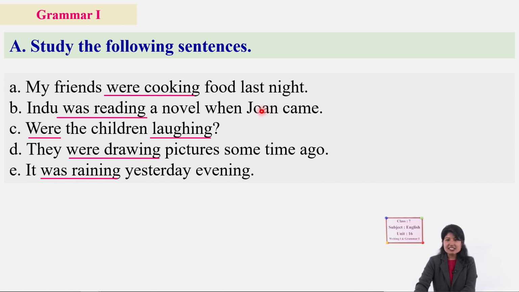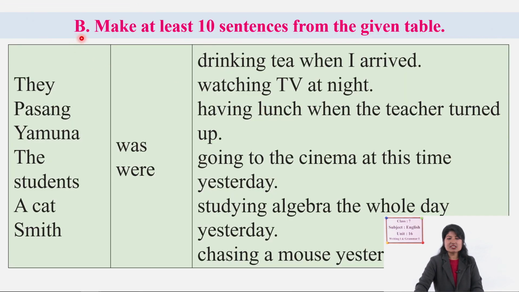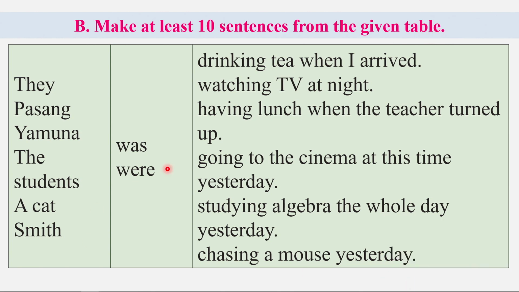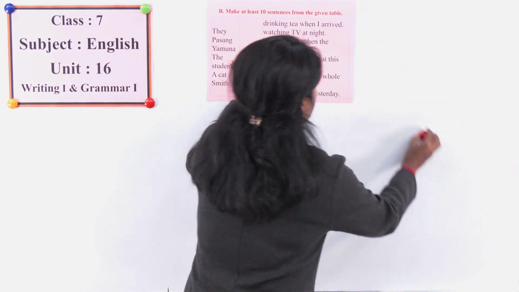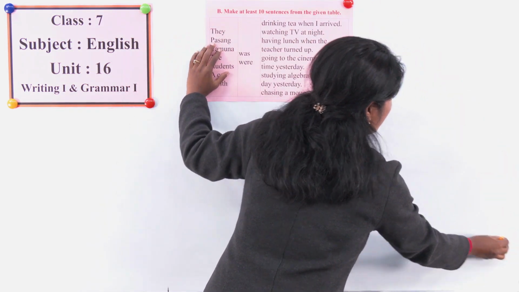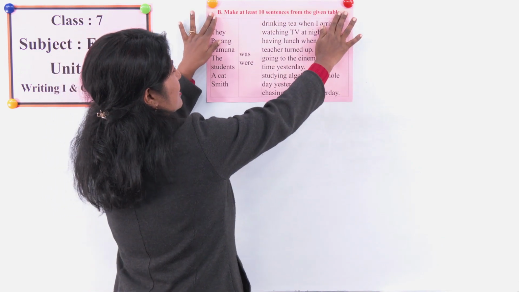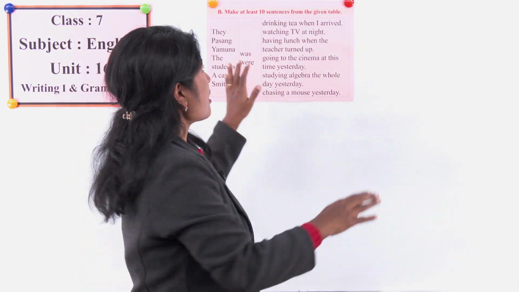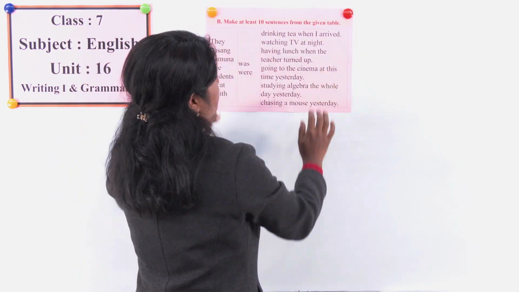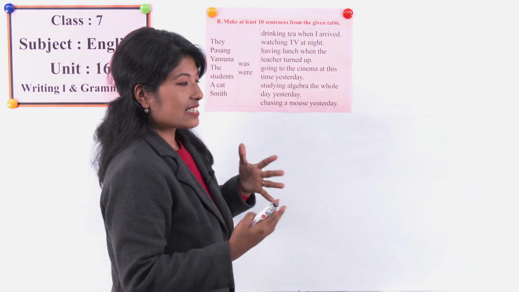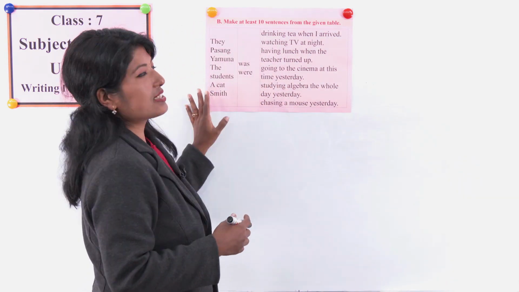Okay, so the next activity is based on the same activity. B, make 10 sentences from the given table. Okay, we have a table. I have printed this table over here. Let me paste it on the board. The same table is over here. Now we are making sentences from this table.